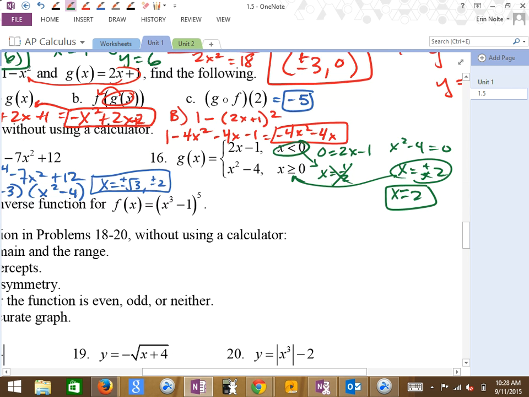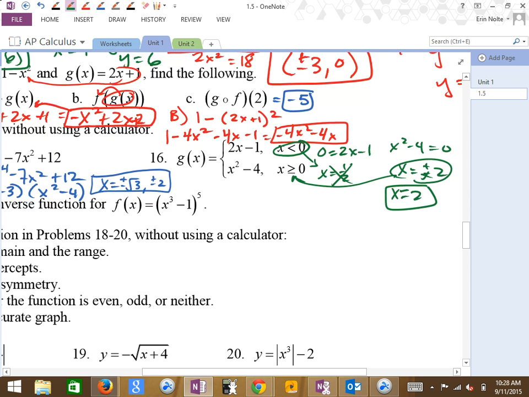What are the x-intercepts? Can you see that mentally? If you set x squared minus 4 equal to 0, you get 2 and negative 2. But you can still plug in a negative x. That's why the range is all positive. That's what the absolute value does.